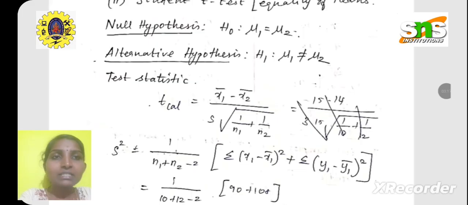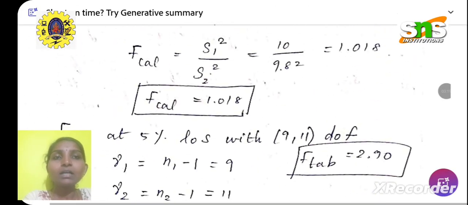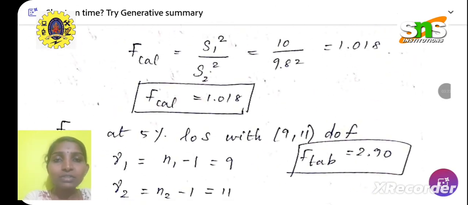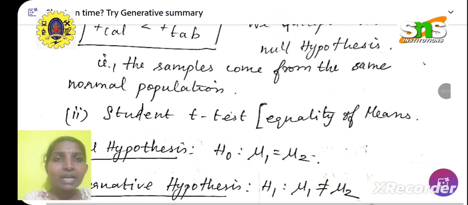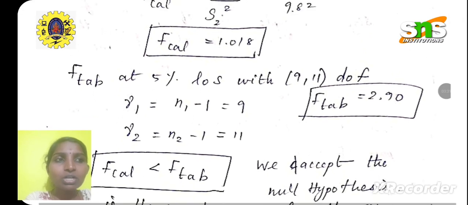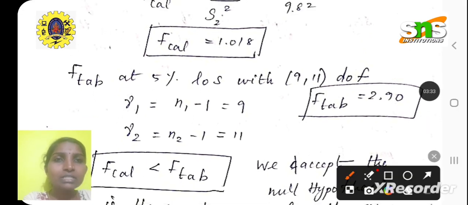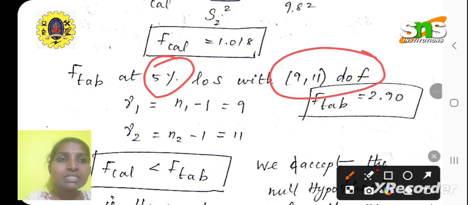So moving on to the next step, we will just calculate the value with the help of a calculator. So it will be 1.018. Now the next step is to calculate the table value. For that we need the degrees of freedom. Since we are not given any degrees of freedom, we will fix it at the 5% level of significance, and the degrees of freedom are 9 and 11, since row 1 is 9 and row 2 is 11.